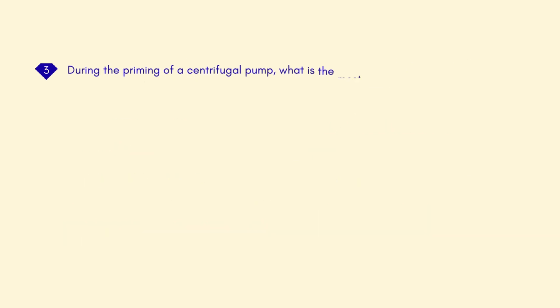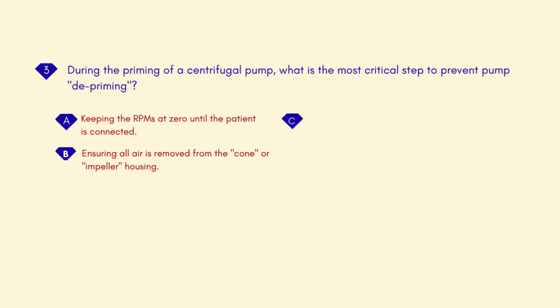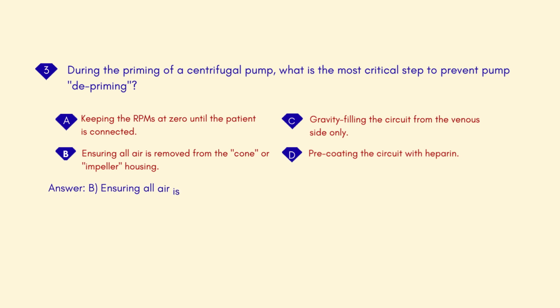During the priming of a centrifugal pump, what is the most critical step to prevent pump depriming? A. Keeping the RPMs at 0 until the patient is connected. B. Ensuring all air is removed from the cone or impeller housing. C. Gravity filling the circuit from the venous side only. D. Pre-coating the circuit with heparin. Answer: B. Ensuring all air is removed from the cone or impeller housing.